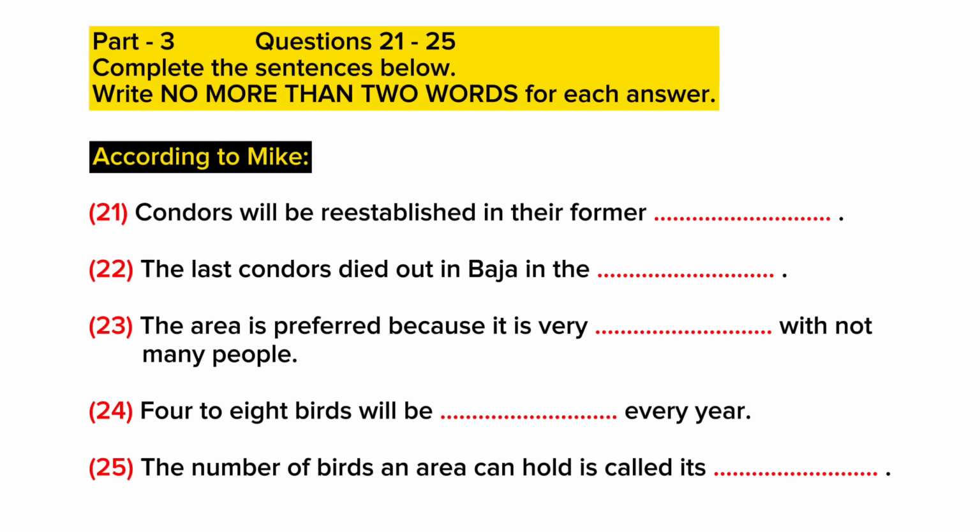Mike, how many birds do you envision flying free in this area, Baja, in the future? We will be releasing 4 to 8 birds on a yearly basis and will reconsider the situation when we have 20 birds in the area.